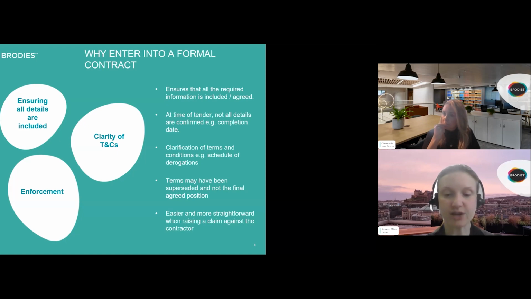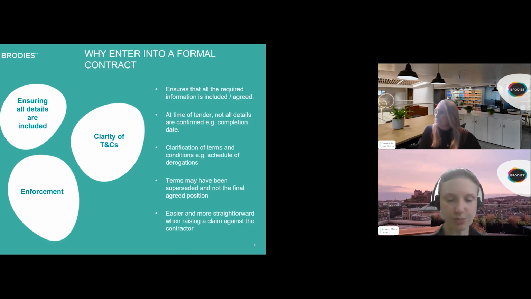And worst case scenario, it may turn out that it's not clear that there's an agreement in place, and there might be an argument that the last document that was issued prior to the works commencing may be deemed to be the prevailing position. This also relates to associated documents like collateral warranties. If they're attached to the building contract, it's very clear what form is agreed.